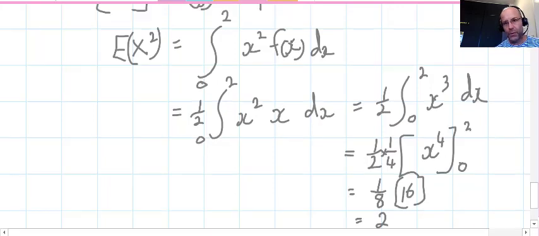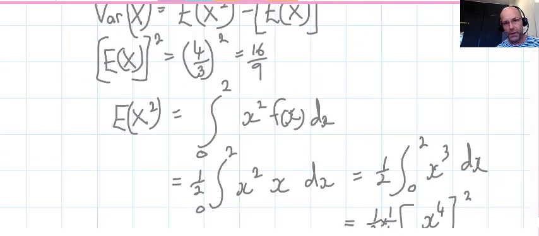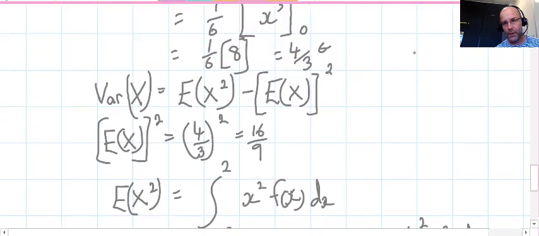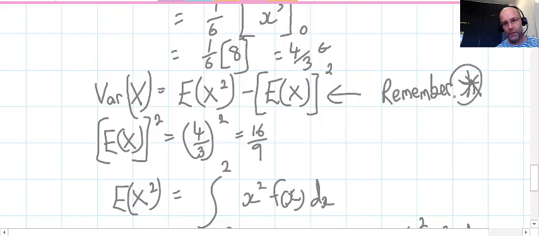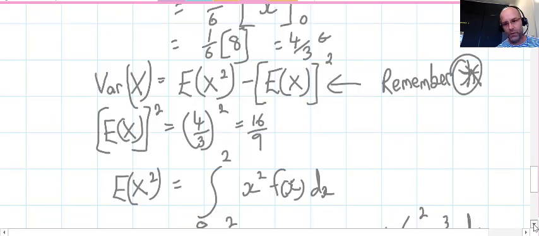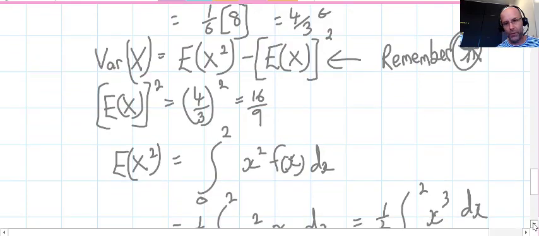We can put all this into the formula here. I'd recommend that you remember this one. It may not be on your formula sheet, even though it's related to something that is on the formula sheet. Remember that one. Okay, so that's my little tip there. Remember that formula.